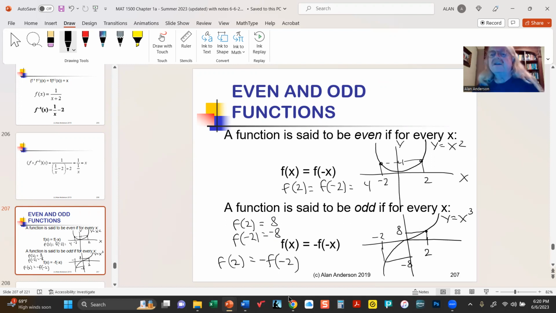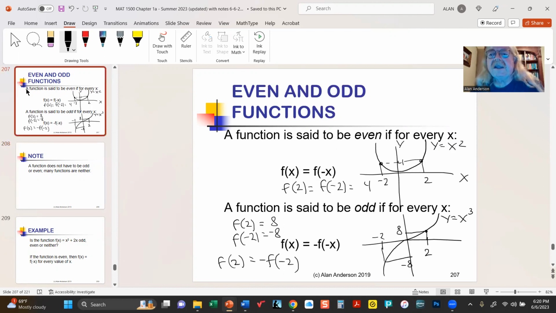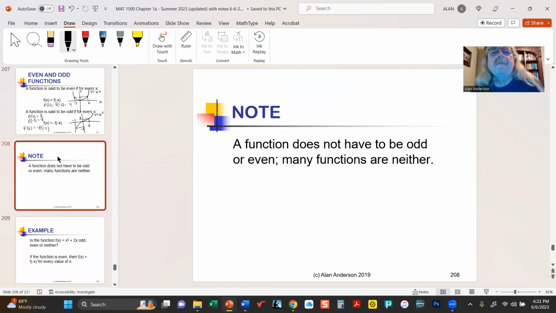So, yeah, we'll run into this again. It's just the idea that there's a balance with the even functions between the negatives and the positives, which we do not have with the odds. Now, it turns out, though, that many functions don't fall into either category. In other words, these are unusual cases. You don't see a ton of odd and even functions. Most functions do not fall into either category.